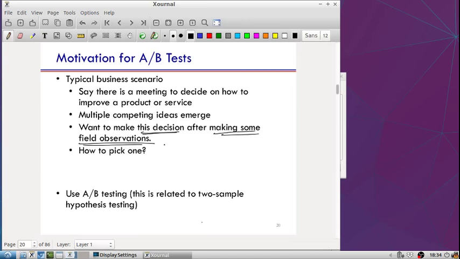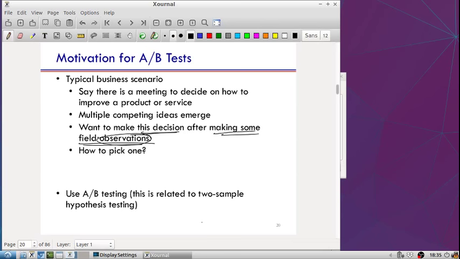So this is kind of important. You don't want to take a decision beforehand of which idea is better and roll with it. You want to actually do some field observation, which just means try out both. So if you have the energy and the resources to actually build both enhancements, try out both and then really run it in the wild, and figure out which one is better, for example, right?